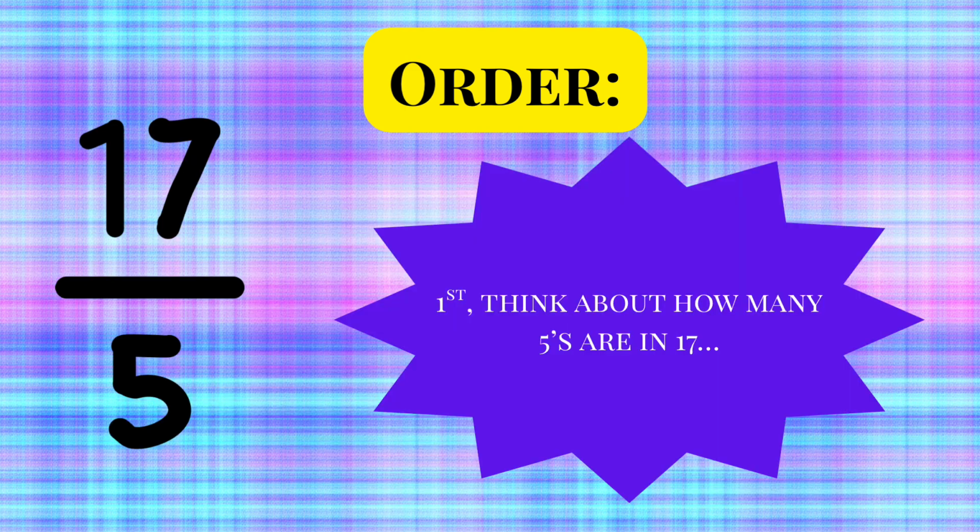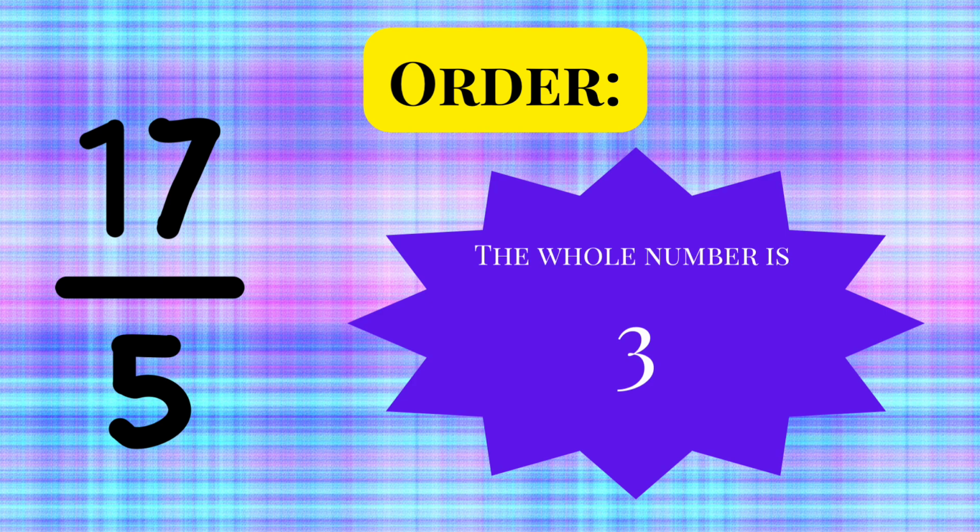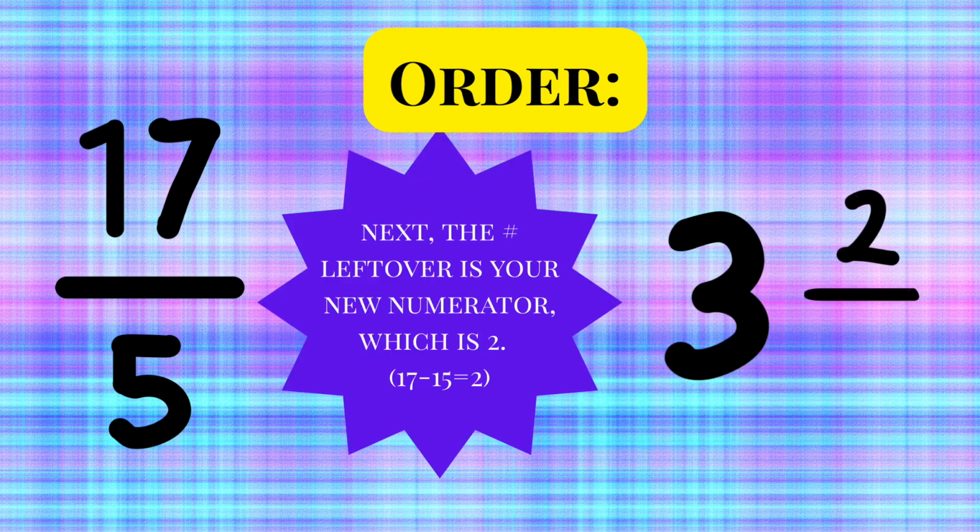Next, let's convert 17/5. Ask yourself, how many full 5s are in 17? 1 five is 5, 2 fives are 10, and 3 fives are 15. Can we fit another full 5? No, because 4 fives would be 20, which is too much. So we can make 3 full wholes from 17/5. After we use up those 3 full 5s, which equals 15, we have 2 left over.